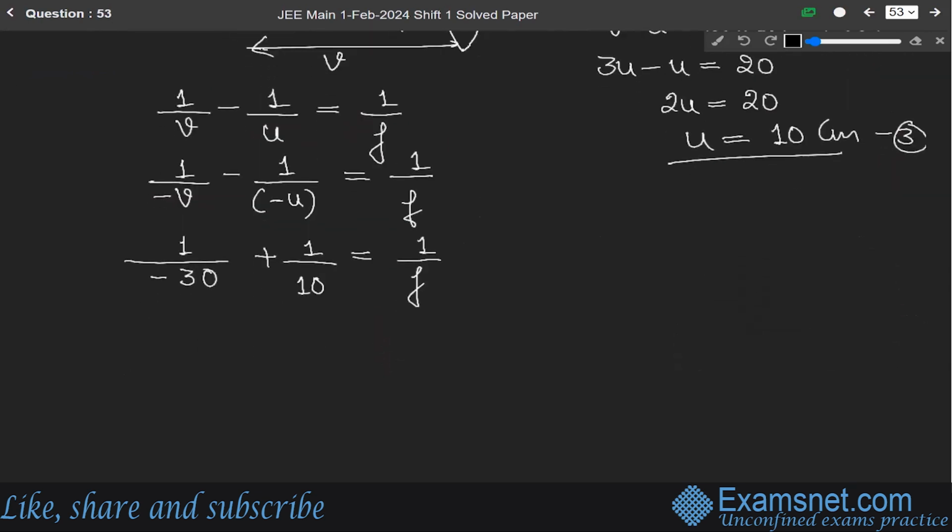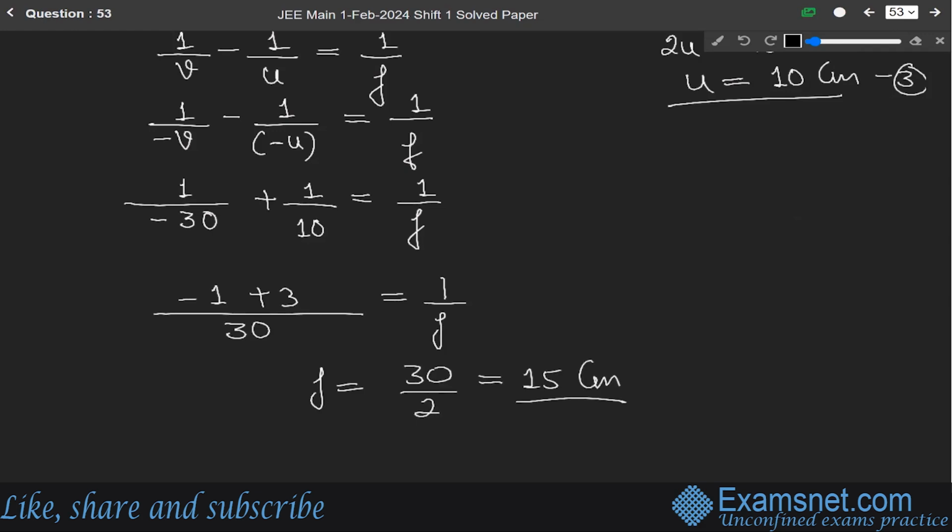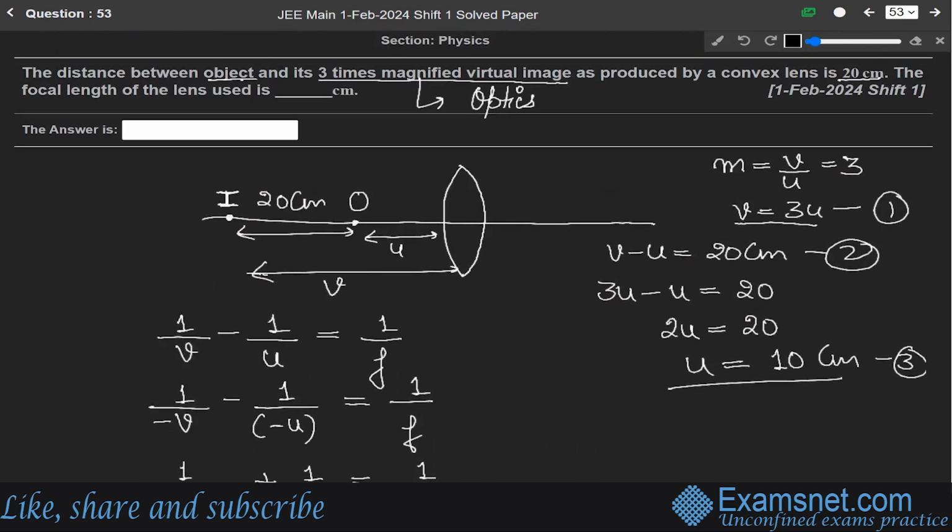Now solving it, we get minus 1 plus 3 over 30 equals 1 over F. So F will be equal to 30 over 2, which means 15 centimeter. The focal length of the given convex lens is 15 centimeter.